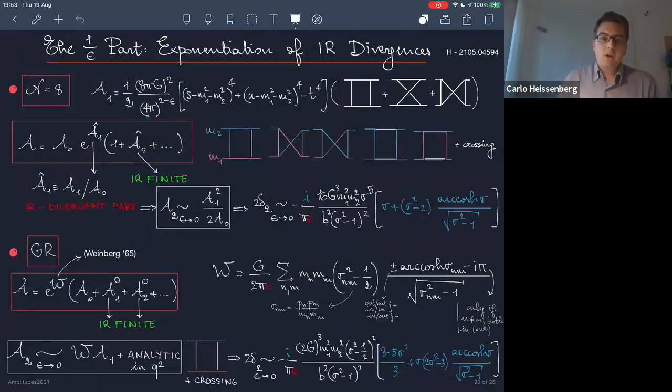Equivalently, we can target these 1 over epsilon terms in the imaginary part by exponentiation of infrared divergences, and in fact, two very similar exponentiations occur both in n=8 and in gravity. Let me not go into details here, but the bottom line is that one loop infrared divergences exponentiate and allow you to determine this imaginary part, the two-loop divergent part, using lower loop data.